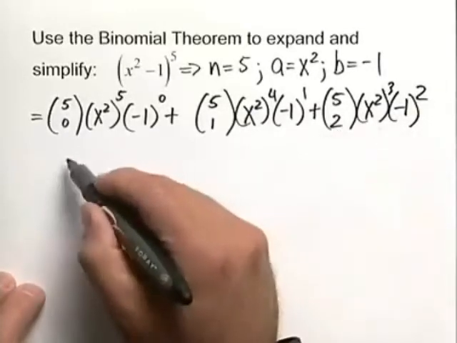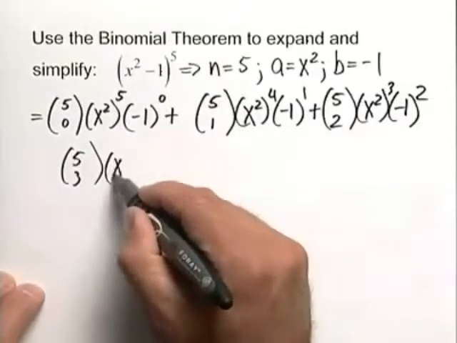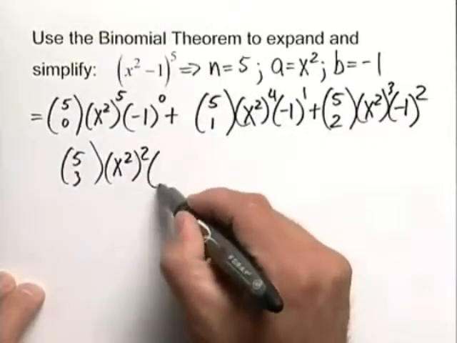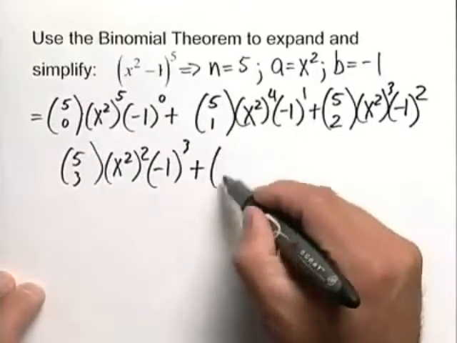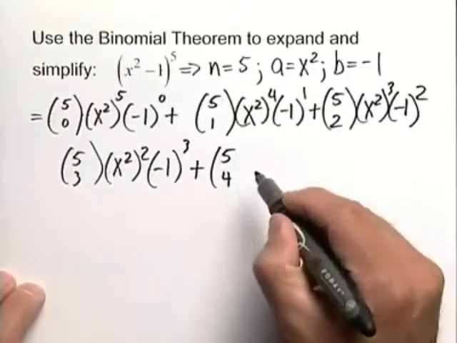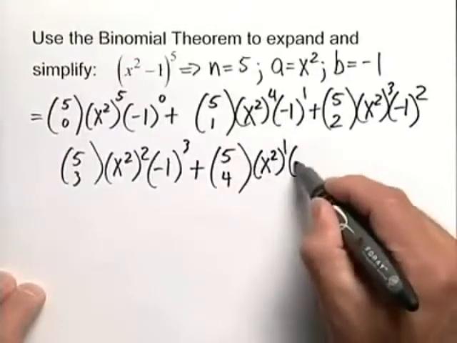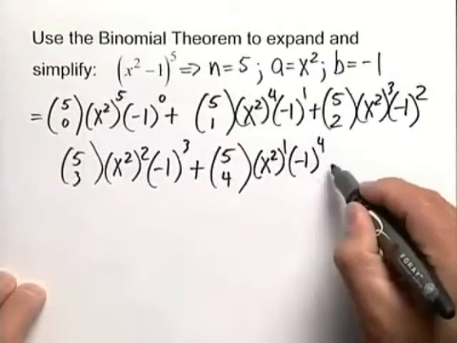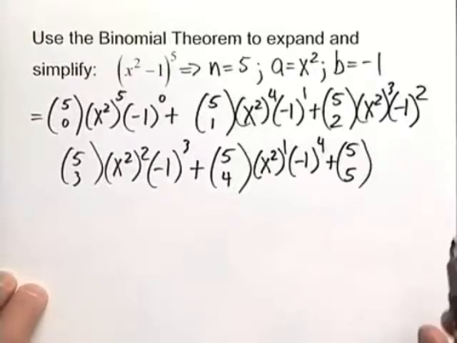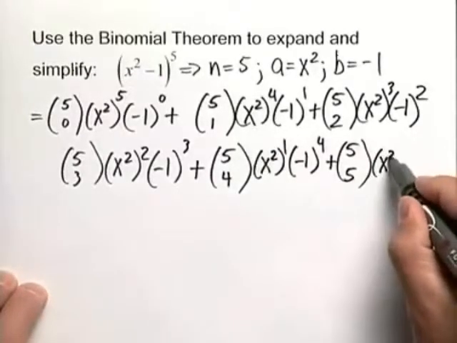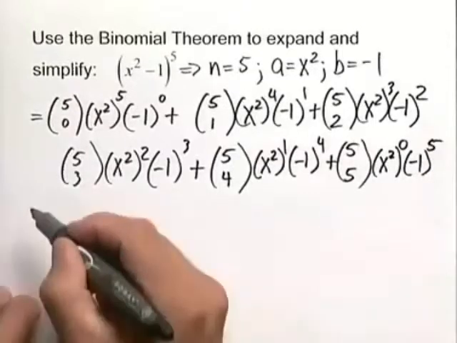Moving right along, we have 5 over 3, and then we'll take a, which is x squared, squared, times b, which is negative 1 cubed, plus the next binomial coefficient, 5 over 4, times, in this case, x squared to the first, and negative 1 to the fourth, plus then 5 over 5, our binomial coefficient, and then x squared to the 0th power, and negative 1 to the fifth.